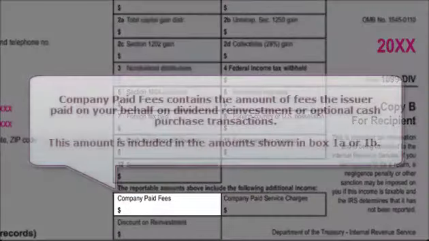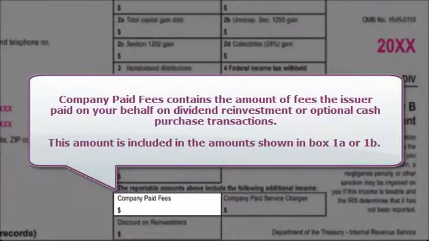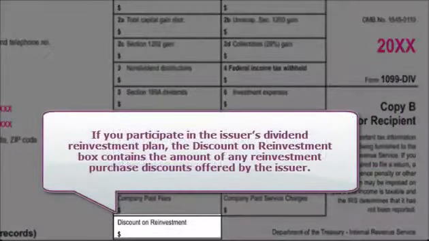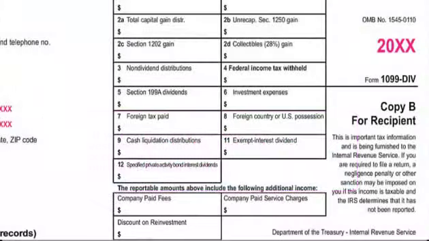The Company Paid Fees box contains the amount of fees the issuer paid on your behalf on dividend reinvestment or optional cash purchase transactions. This amount is included in the amounts shown in Box 1A or 1B. If you participate in the issuer's dividend reinvestment plan, the Discount on Reinvestment box contains the amount of any reinvestment purchase discounts offered by the issuer.